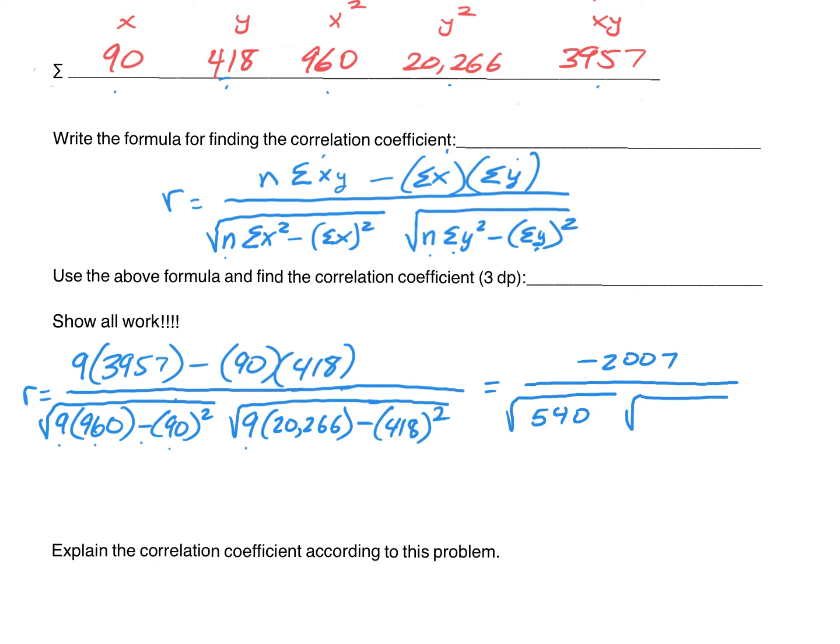Same thing here. 9 times 20,266, hit enter. Hit a subtraction sign, hit 418 squared, and it'll spit out 7670.